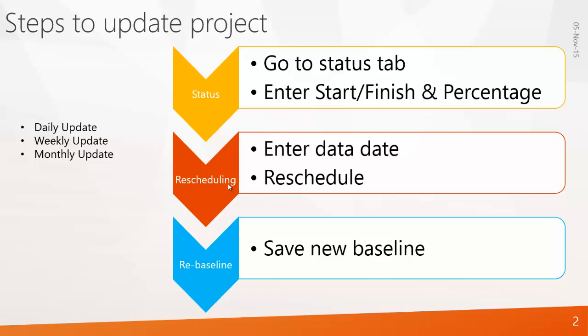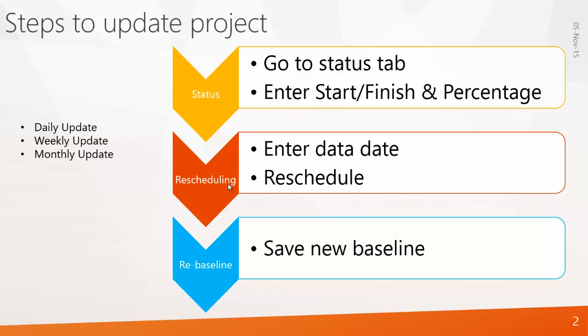What is the first step in rescheduling? You have to enter the data date. Data date means if you are entering the actuals on 15th November, the data date becomes 15th November. And after entering the data date, you can reschedule the project. You can simply press the schedule button, so it will automatically reschedule all the uncompleted works to the next day of the data date. So that is rescheduling.